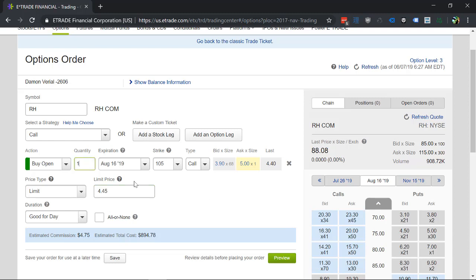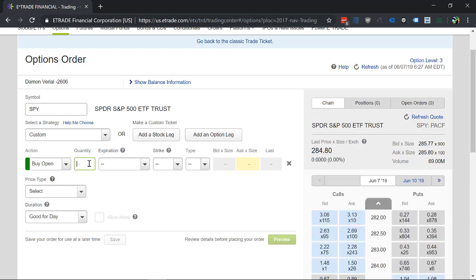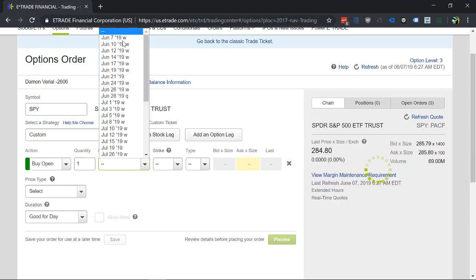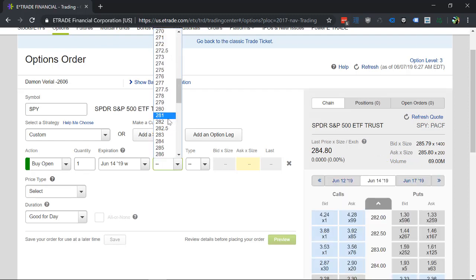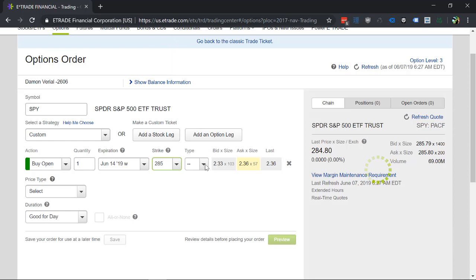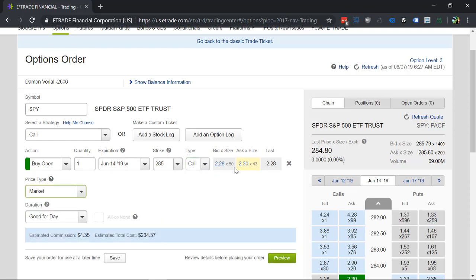So let's just do a very simple one. We'll go with SPY, buy to open, quantity 1, weekly, at the money, and of course it's a call. So we see tight spread, we don't care, so we're going to get in at the market because we don't care about saving a penny or 2. If we get in at the market, the price we're going to be paying is the higher of the 2. So we're going to be paying $230 for this plus commissions.